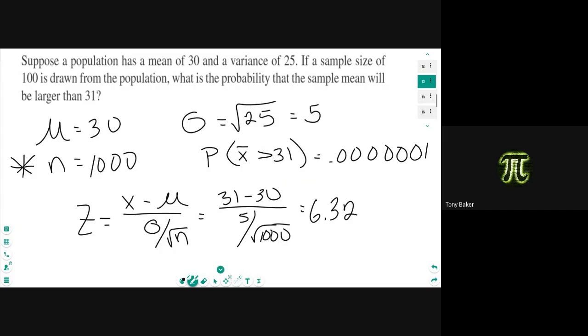All right. So the more I survey, the chances of it being that far out, it's almost nothing. So in the first situation, there was a 5% chance, or actually 2.2% chance, 2.3, that it would be larger than 31. If I did 1,000, the chances of it being larger than 31 is basically nothing. It's basically never going to happen.